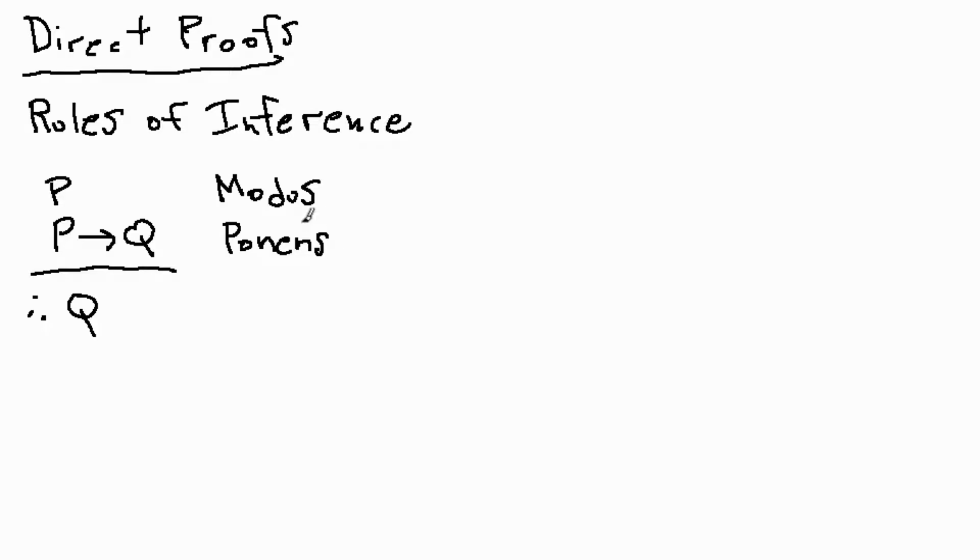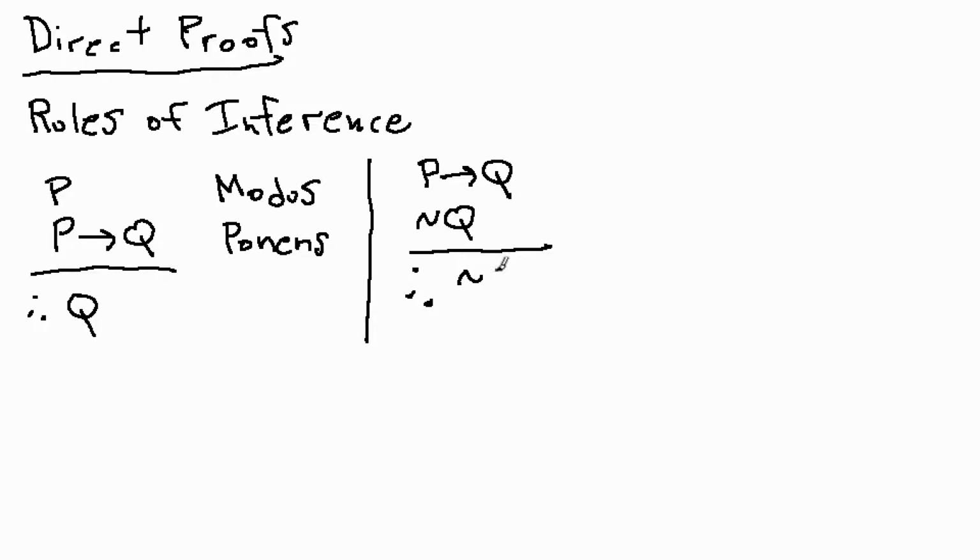Okay, there is another very important rule here, and we have a few of these that we have to go through. If I were to tell you that P implies Q, and then I am also telling you not Q is true, the conclusion here would be not P. And again, that has a name. Modus tollens.